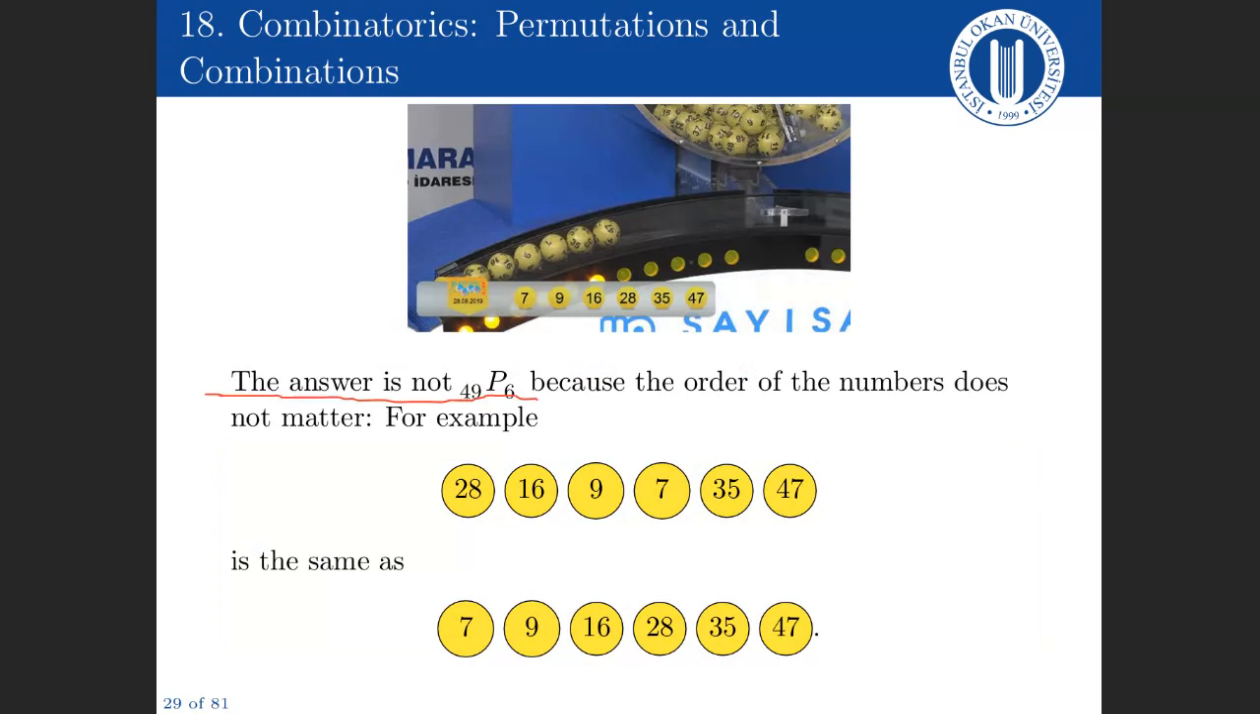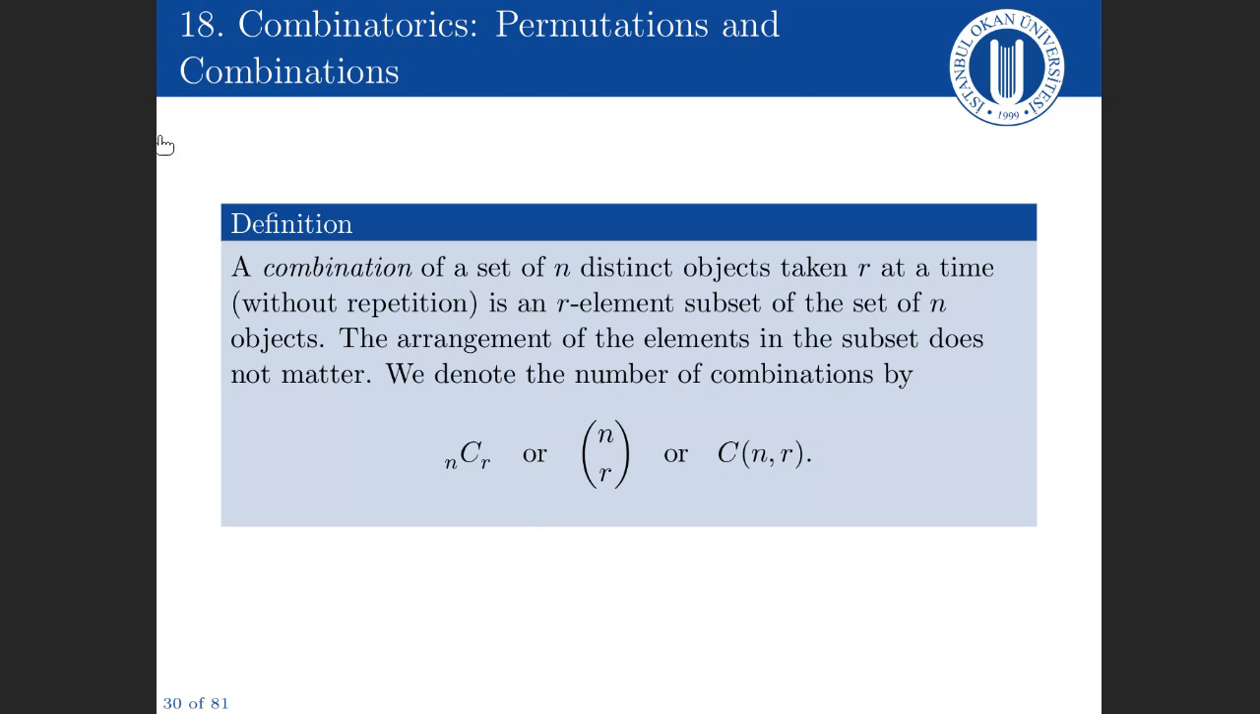First thing to say is the answer is not 49P6, because the order of the objects doesn't matter. When we enter the lottery, when we're waiting for the balls to come out of the machine, 28, 16, 9, 7, 35, 47 is the same as 7, 9, 16, 28, 35, 47. Doesn't matter which order the balls come out. All that matters is which balls come out of the machine. So we're not doing permutations for problems like this.